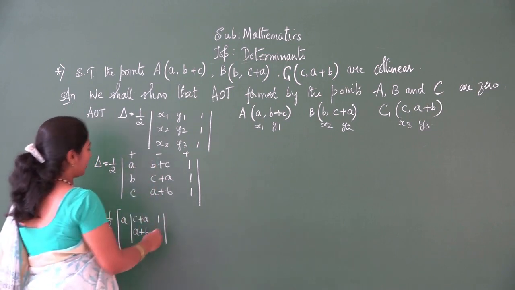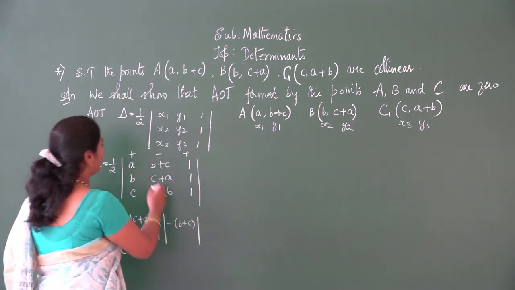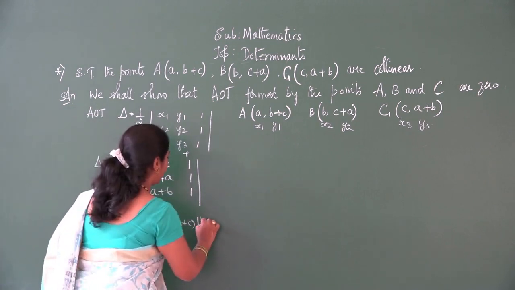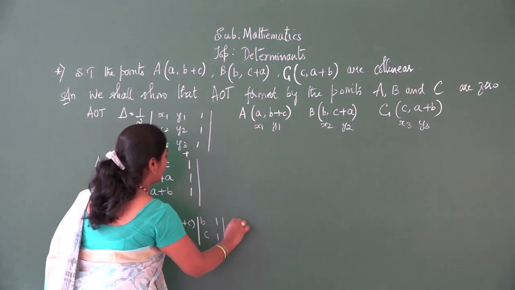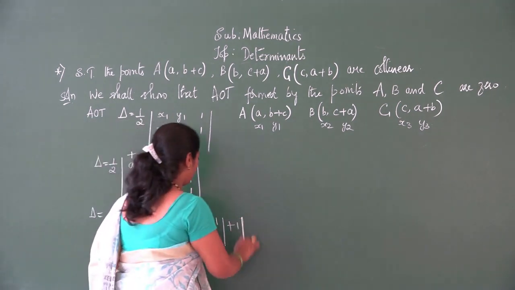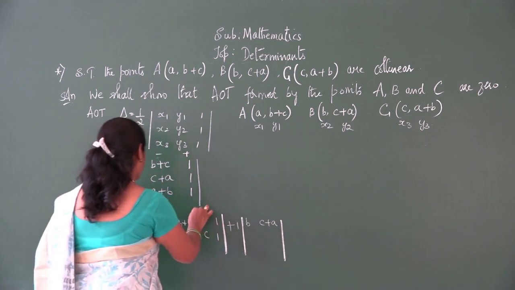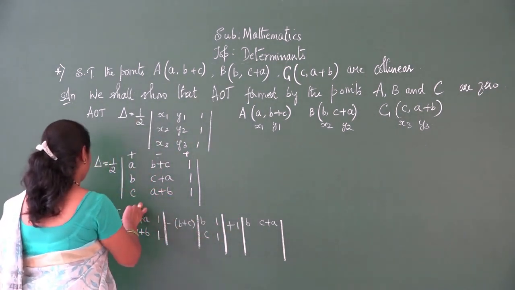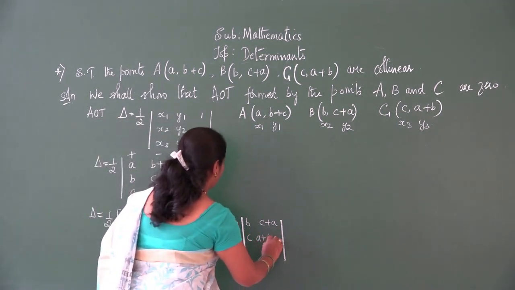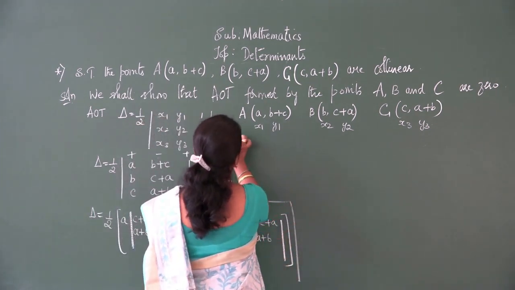What is the sign associated here? B plus C. So, minus of B plus C into. Leave B plus C row, B plus C column. What is left out? B, 1, C, 1. Similarly, plus 1 into determinant of B, C plus A, C, A plus B.